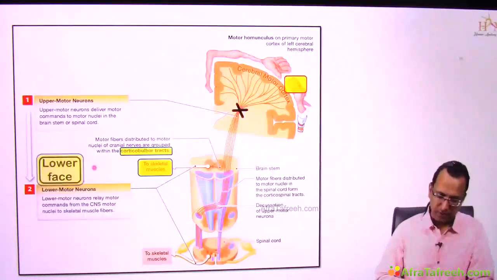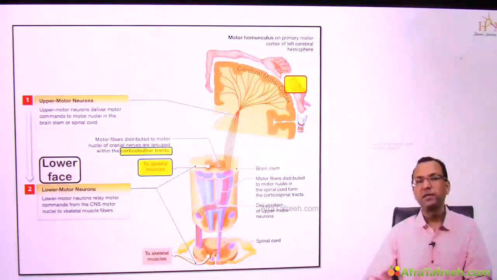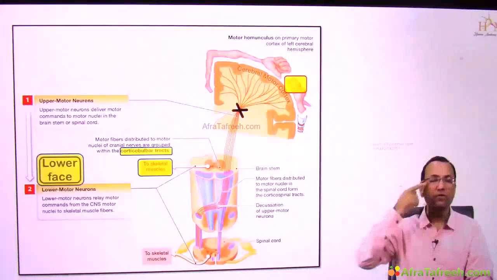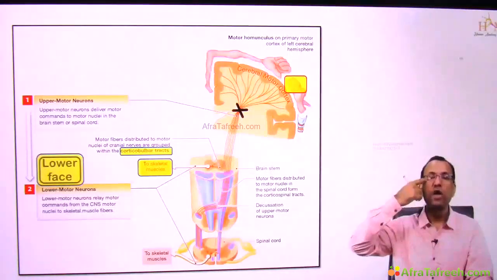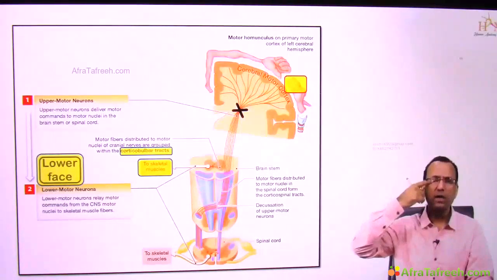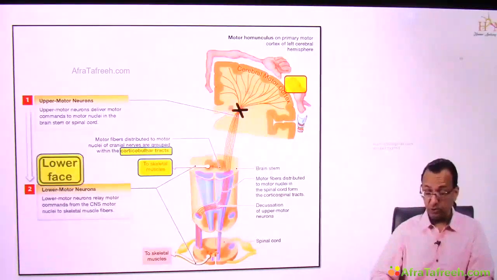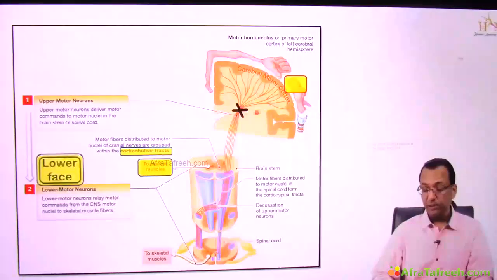Why is lower face involved? Why not the upper face? Only orbicularis oris is involved, dribbling of saliva. But there is no paralysis of orbicularis oculi. You don't need to pad the eyeball. Why? See, this is UMN facial palsy. So UMN facial palsy will spare the upper face. Only lower face is involved.